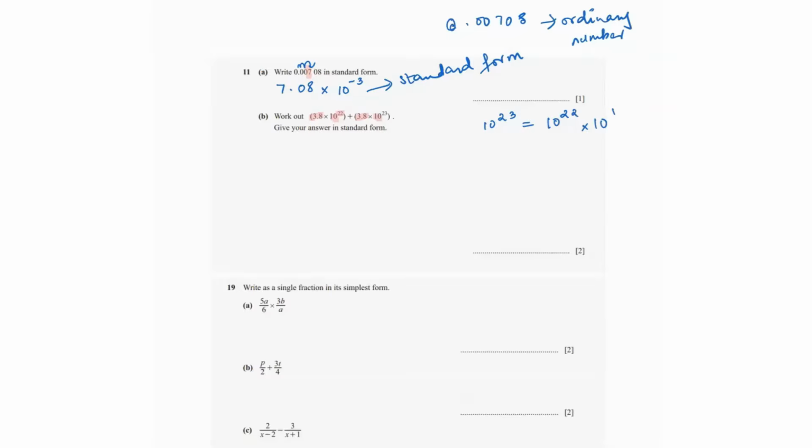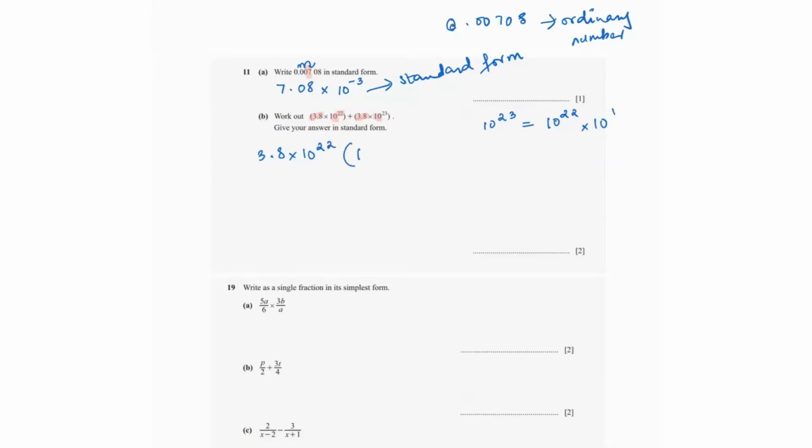And why are we specifically choosing 22? Because the other 10 also has a power of 22. If it, let's say, had the power of 10, then you would split it as 10 and 30. So it depends on the power of the other base. There is no other restriction. If the other base has a power of, let's say, 20, then you would split this as 20 and 3. So 3.8 times 10 to the power of 22 is taken common over here.